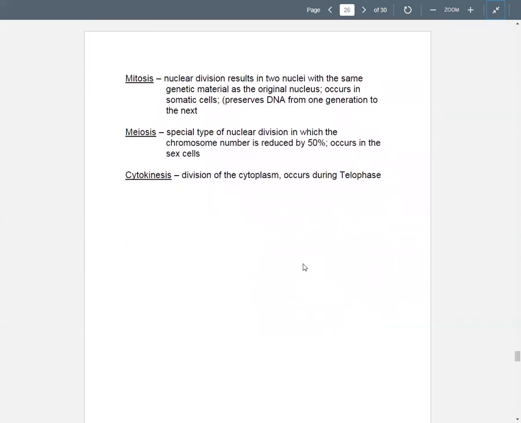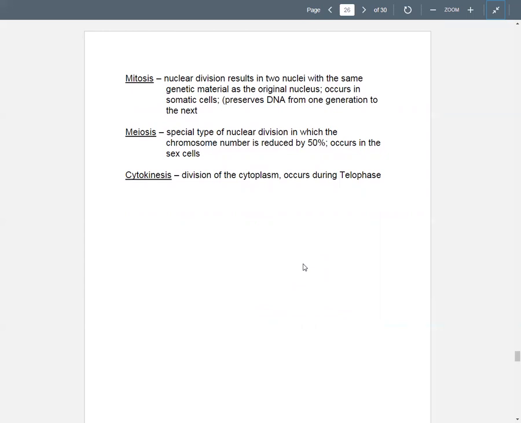Another cellular process is mitosis. Here you're dividing essentially the nuclei. And your two new cells have the same genetic material as the original nucleus. This happens in somatic cells. Remember the non-sex cells? It's a way to preserve your DNA from generation to generation.